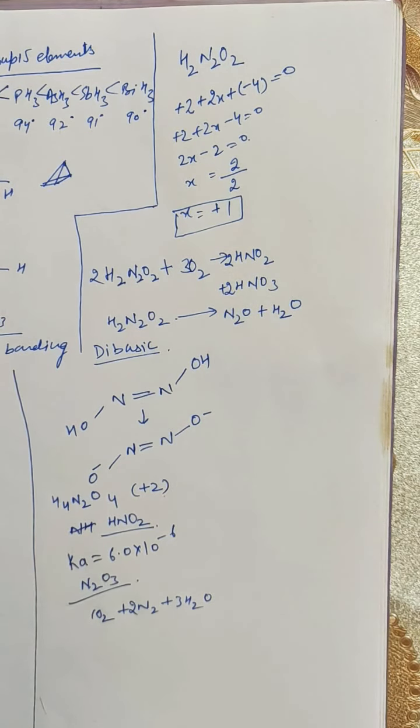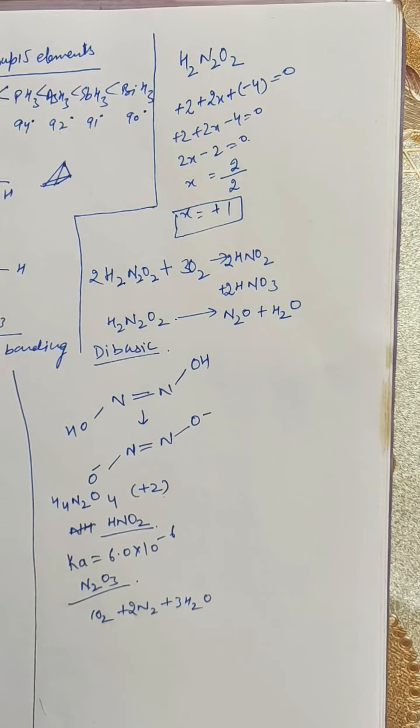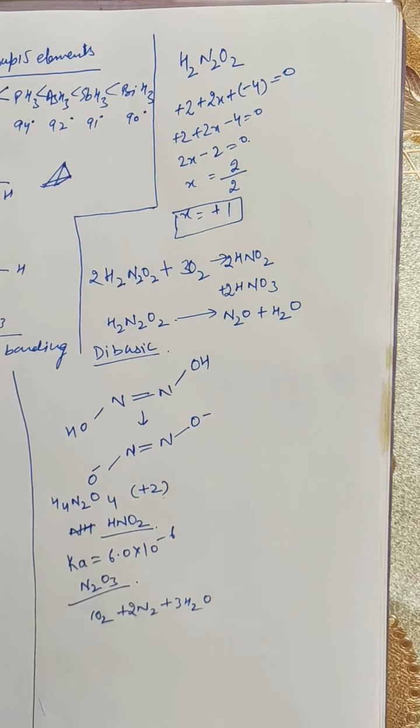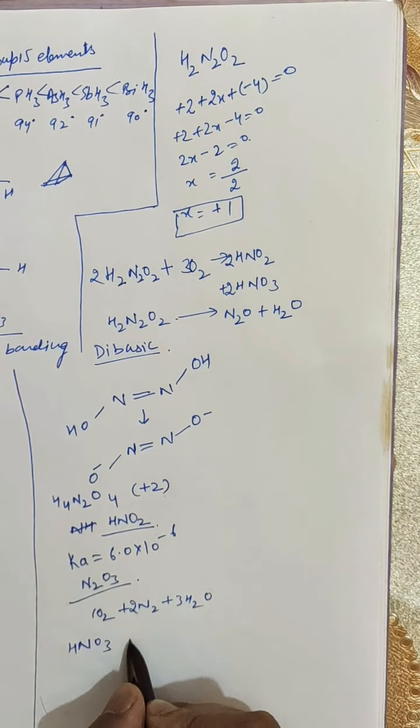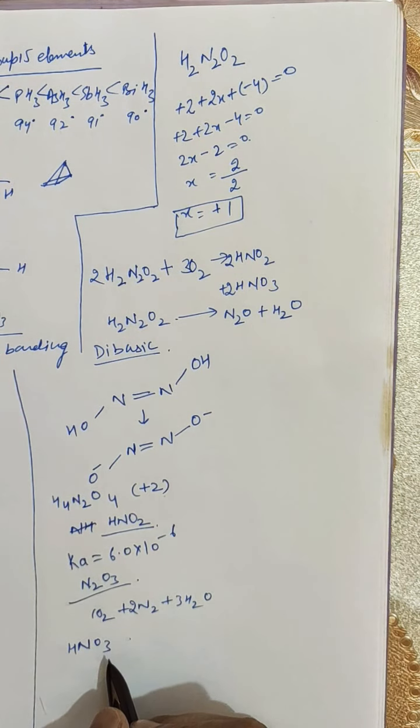Further, nitric acid contains nitrogen in the +5 oxidation state. Nitric acid is prepared in the laboratory by heating a mixture of sodium nitrate and concentrated sulfuric acid. Further, it can be prepared from niter or chile saltpeter, and from ammonia. So nitric acid is also, this is HNO3. This is the oxidation state, and its preparation I told you.